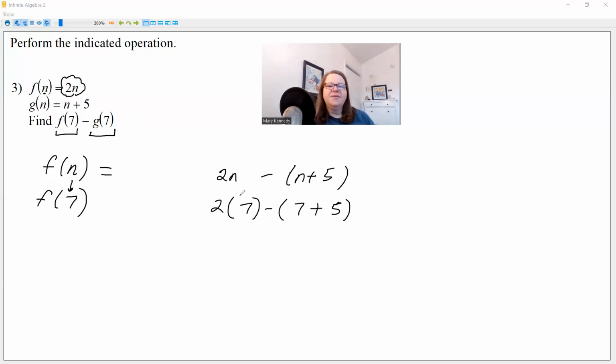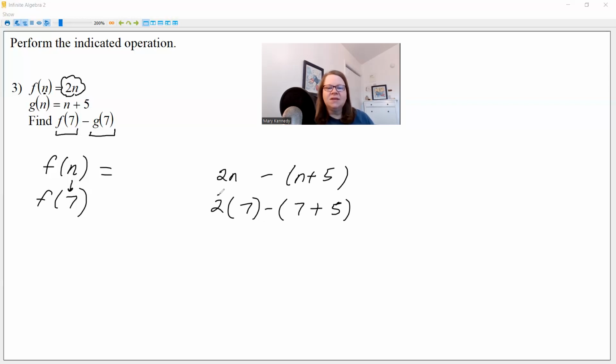Okay, so now we've replaced that. Notice something that I put here. This is important because you'll get the wrong answer if you don't do this. You need to put parentheses around this because you're subtracting the entire g of n value, or g of 7. So you're subtracting all of n plus 5, not just the n value, but all of it.